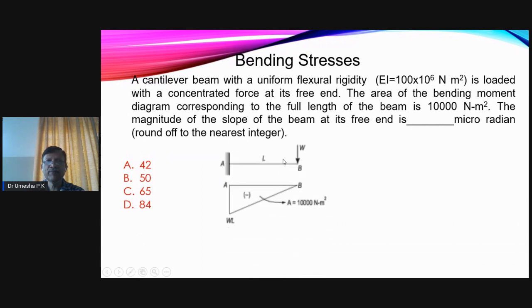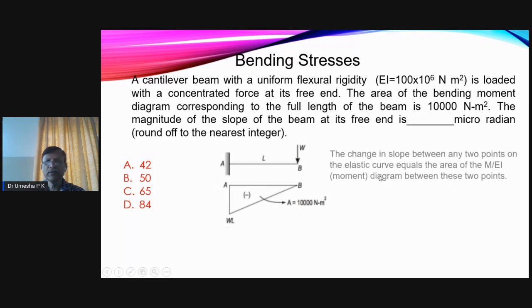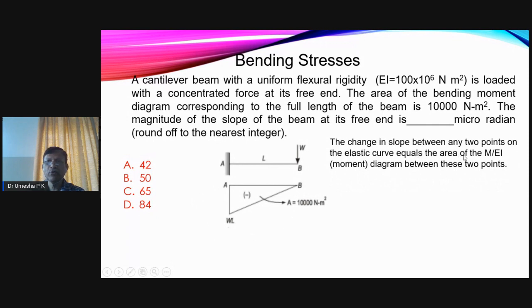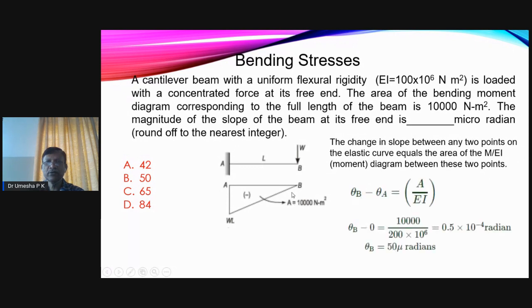This is a cantilever beam. It is subjected to a concentrated load at the free end. Because of that, this is the bending moment diagram. We know that the change of slope between any 2 points on the elastic curve equals the area of the M by EI diagram between these 2 points. That is the main logic you have to remember here. So theta B minus theta A is equal to the area of the M by EI diagram.